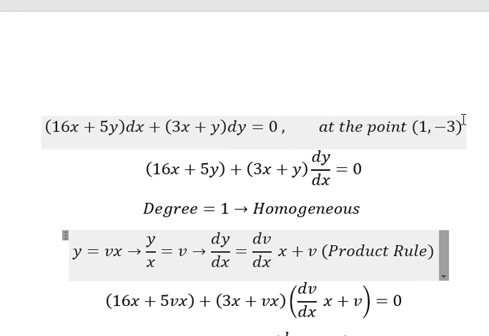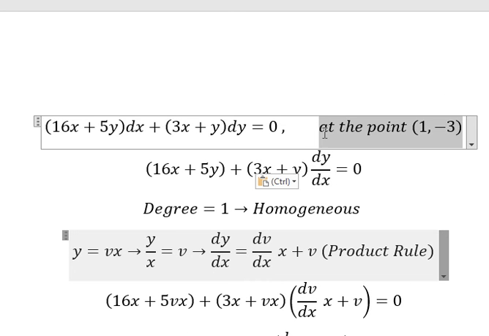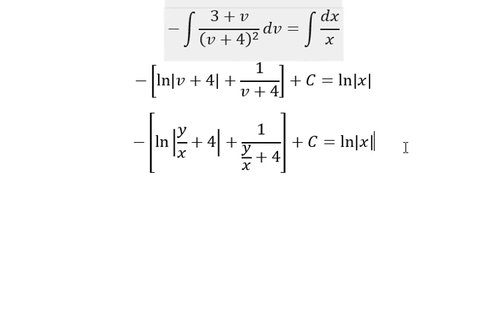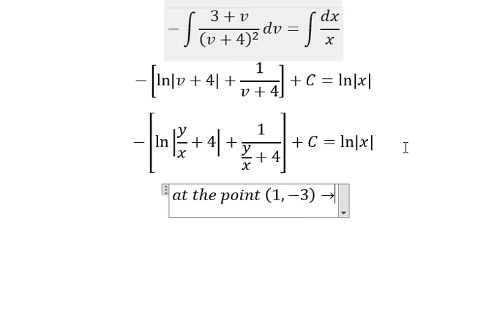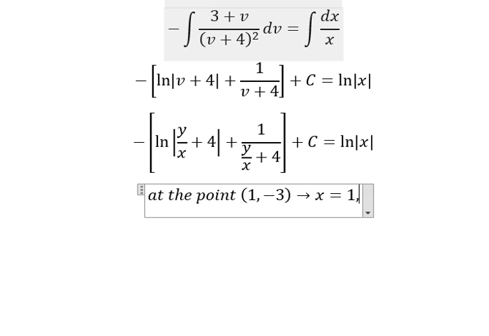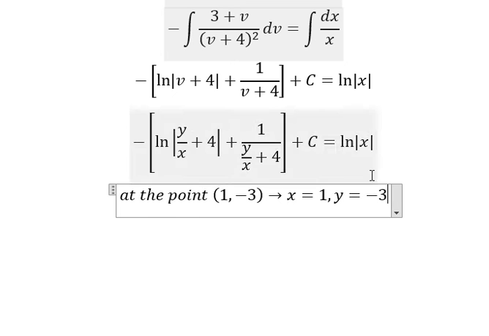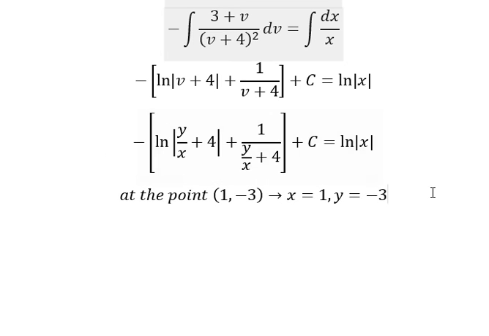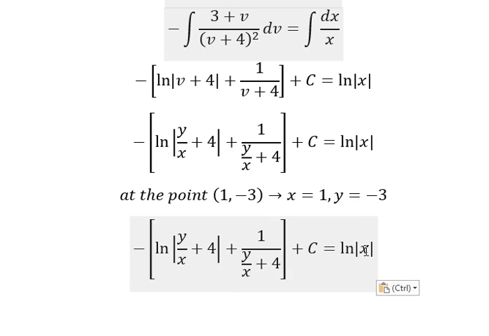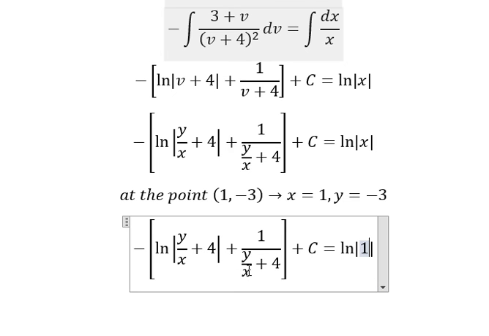Now we have the condition. That means when s equal to number 1, y equals to negative number 3. So I will put number 1 in here. Negative number 3 in here.